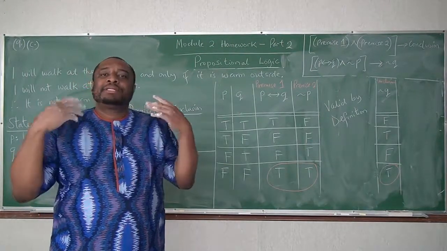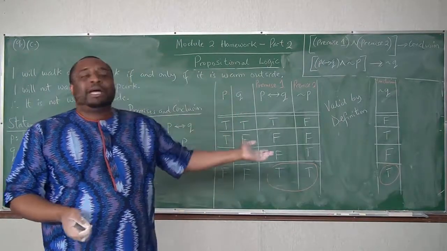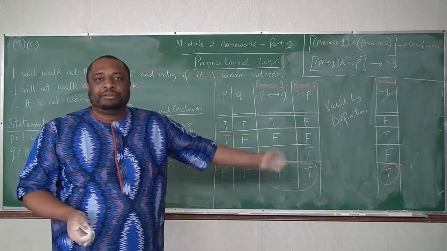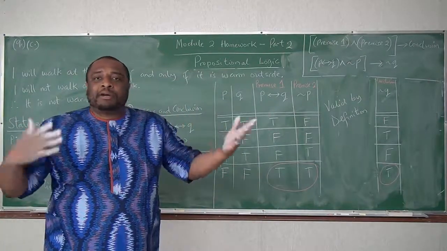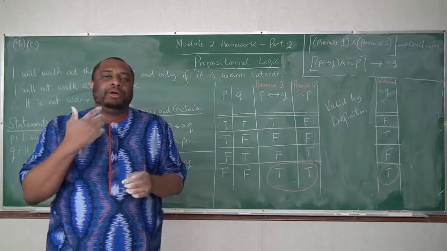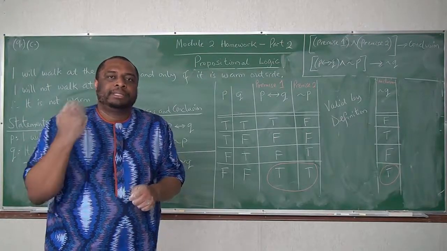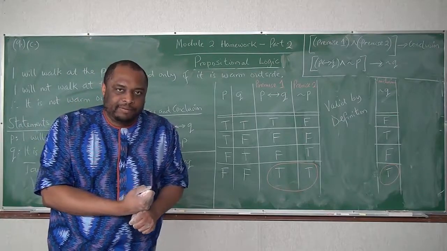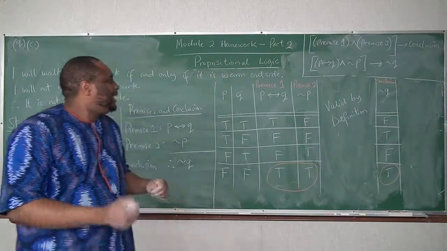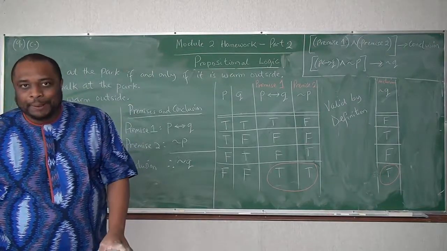Okay? So you can use the first method by formula, or you can use the second method by definition, or you can use the third method if it applies. The third method is by comparing it with standard forms of valid arguments and standard forms of invalid arguments. Okay, so we are done with question 9.